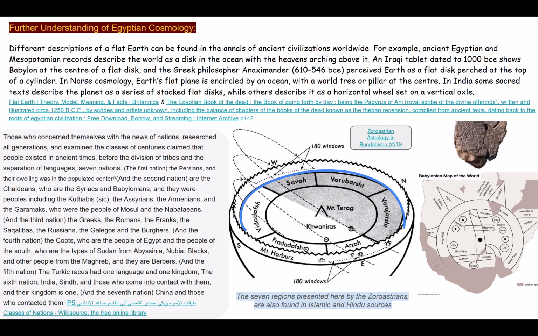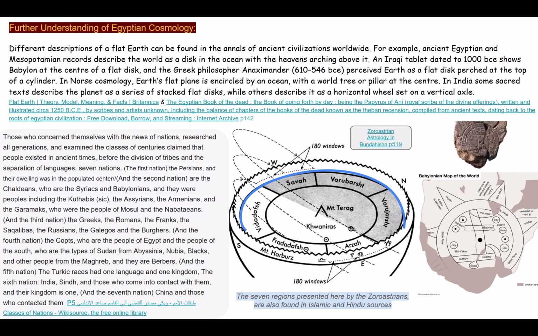Those who concerned themselves with the news of nations, researched all generations, and examined the classes of centuries, claimed that people existed in ancient times, before the division of tribes and the separation of languages, 7 nations. The first nation, the Persians, their dwelling was in the populated center. The second nation are the Chaldeans, who are the Syriacs and Babylonians, and they were peoples including Kuthabis. The Assyrians, the Armenians, and the Garamaks, who were people of Mosul and the Nabateans.